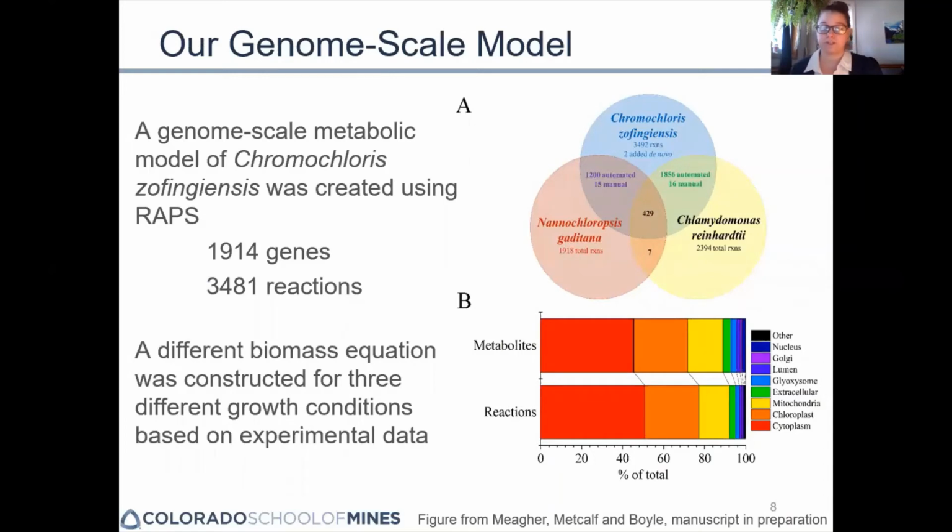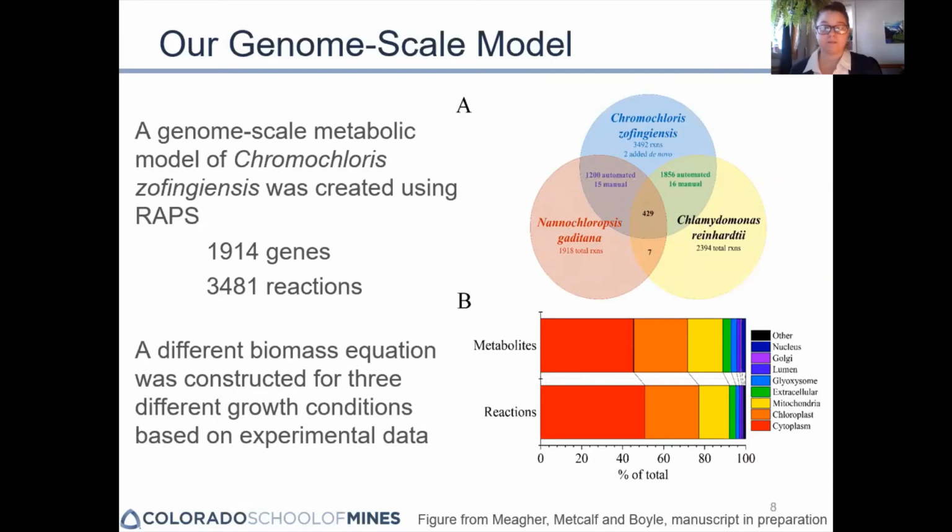Here's an overview of the genome-scale metabolic model of Chromochloris zofingiensis that was created from RAPs from Chlamydomonas reinhardtii and Nannochloropsis gaditana donor models. The output model from RAPs was modified slightly to include reactions for astaxanthin production, as neither donor model had this capacity. In this figure, panel A illustrates reactions shared with donor models, and panel B illustrates the localization of metabolites and reactions across 8 cellular compartments.